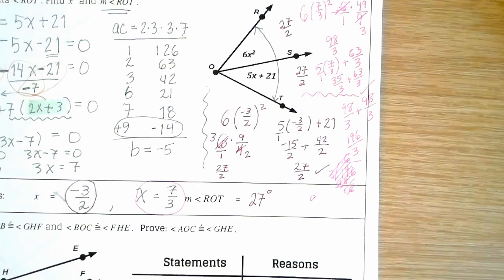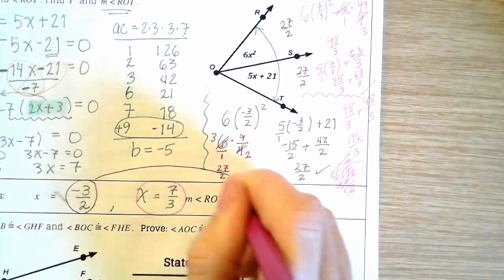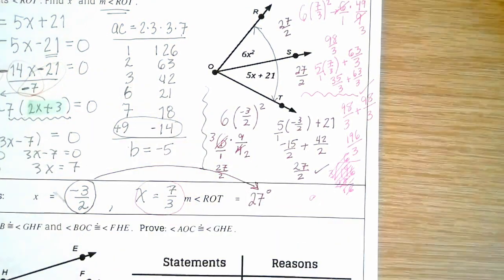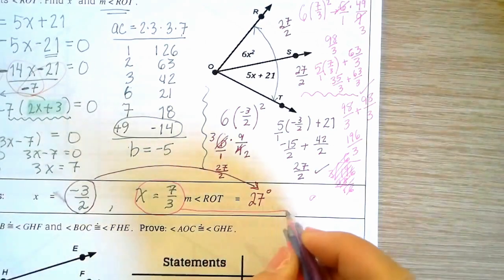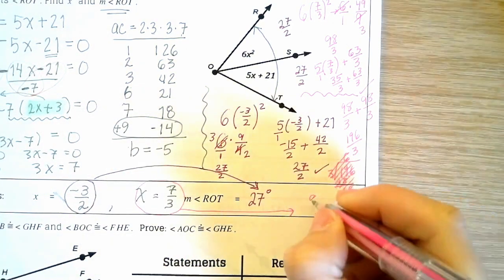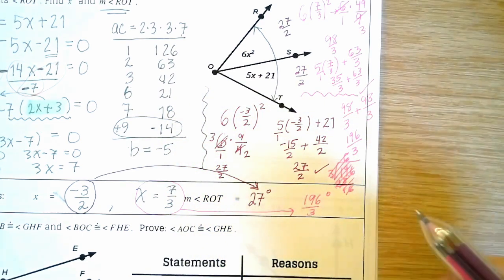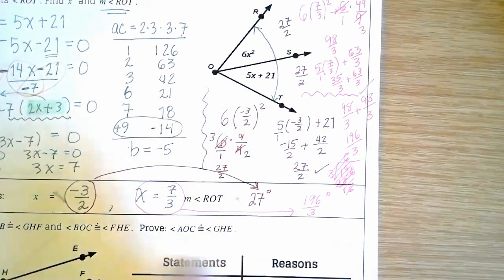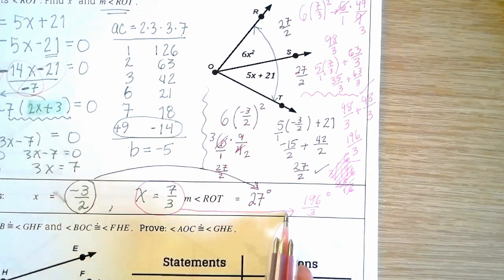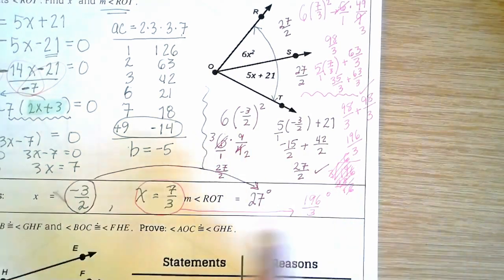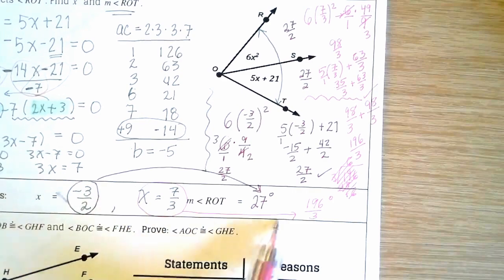So those go together. When x is 7 over 3, then measure of angle ROT is 196? So they're both right? Yeah. So we don't say which one's which. I mean, keep it in order. First number goes with first number, second number goes with second number. So we have to test them. They're probably both going to work, but you would fill them both in.